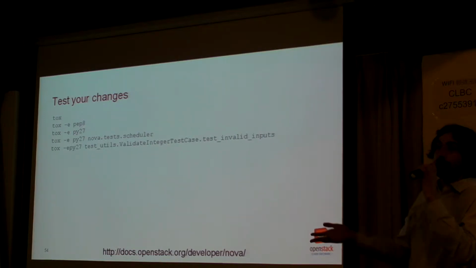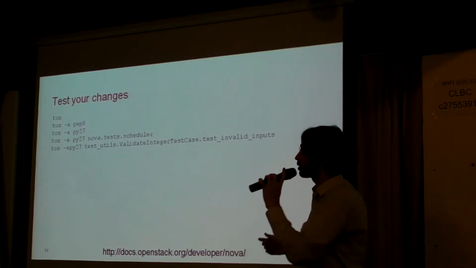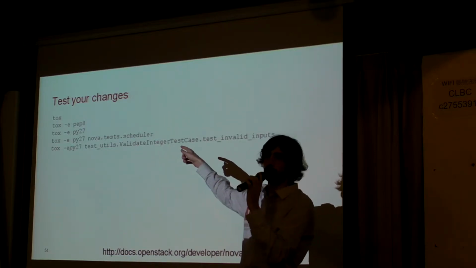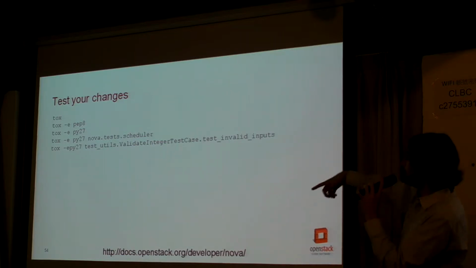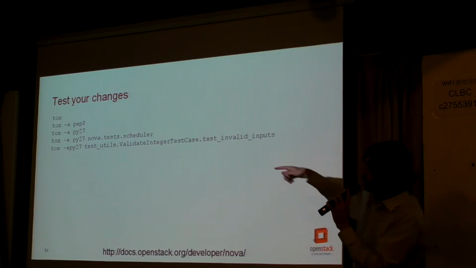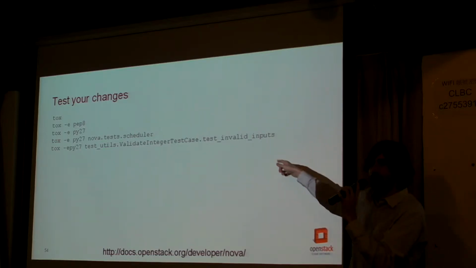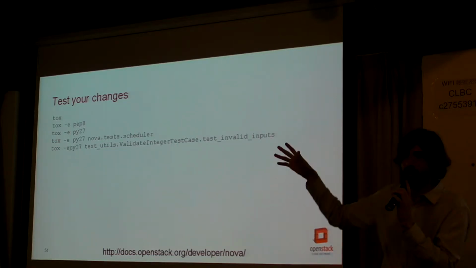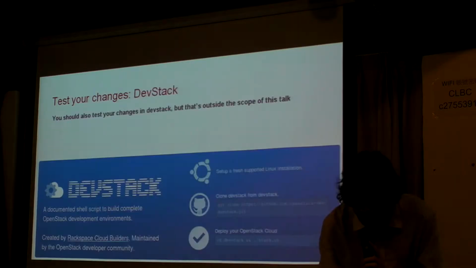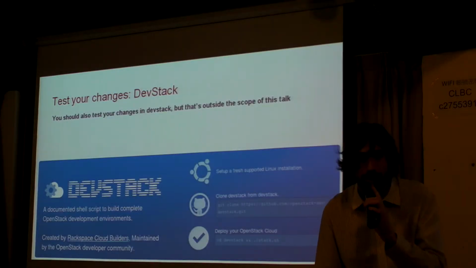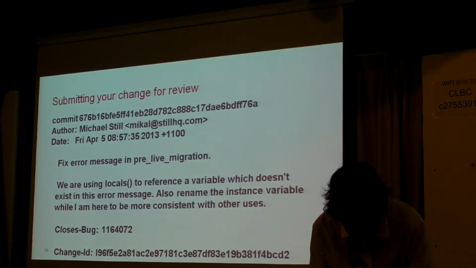Then what we have to do is test the changes. OpenStack, most of the projects use tox, so it's really easy. You just run tox and it will run all the tests. Or you can run just the PEP8 tests, or the ones for Python 2.7, or just the tests for the Nova scheduler, or just this particular test in this particular test case. Everyone knows how to use tox, right? If you can't, you can read the manual. You should also test your changes in DevStack, but that's a bit more interesting.